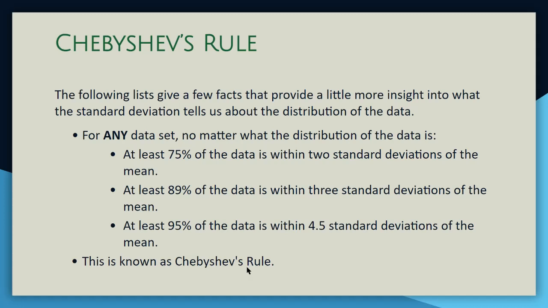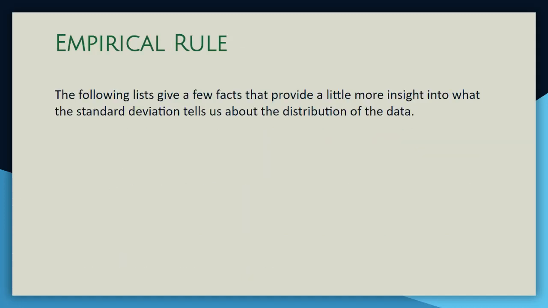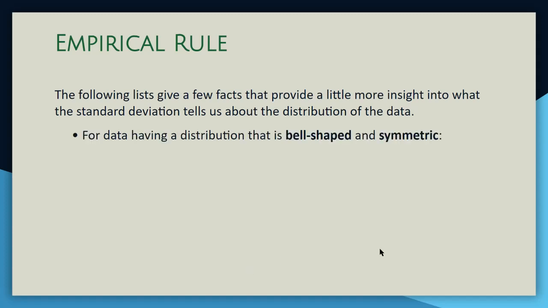If we are looking at a graph that is symmetric, more specifically, it is a graph that is symmetric and bell-shaped, meaning the peak is right smack in the middle and it trails off symmetrically in both directions. We can use something called the empirical rule. So the empirical rule only works for symmetric bell-shaped distributions. And in that case, more of the data is going to be closer to that peak in the middle.